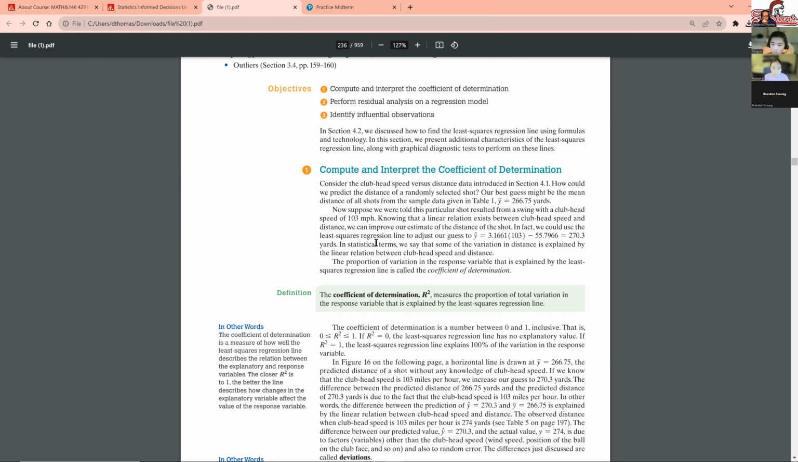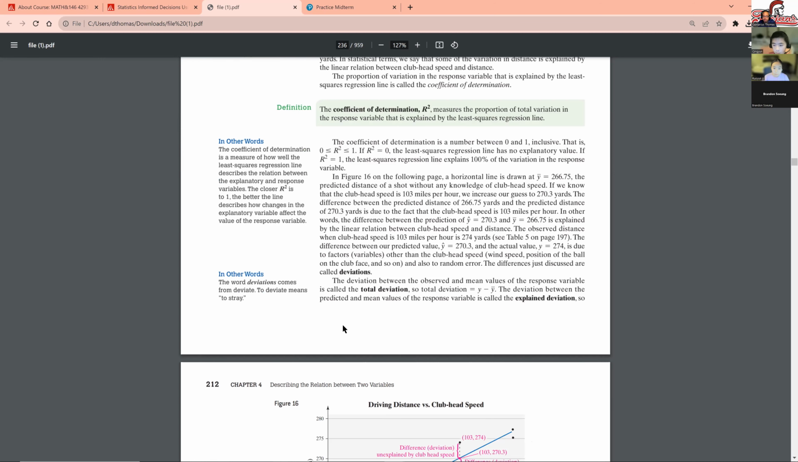I just think that R squared is going to go from 0 to 1. And they're kind of selling it here for you. They're saying that the coefficient of determination is a number between 0 and 1, inclusive. So it can include 0 and 1 and everything in between. If R squared is 0, the least squares regression line has no explanatory value. If R squared is 1, the least squares regression line explains 100% of the variation.